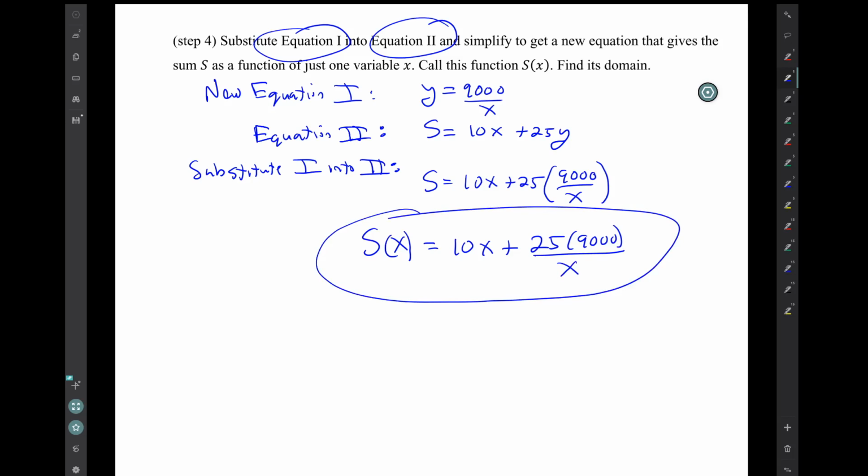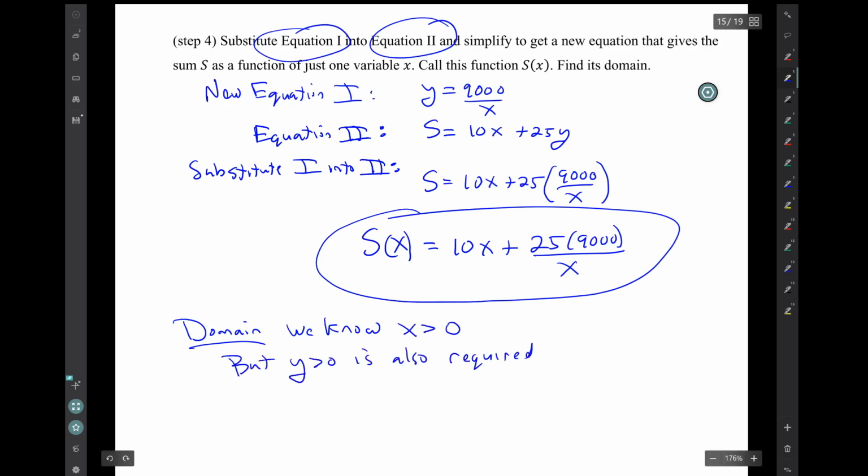So that's a function, so I call it s parentheses x. Now, what is the domain of this function? Well, we know that x has to be greater than 0. But we also know that y is required to be greater than 0 as well. What's the relationship between y and x? Well, notice we have that formula for y in terms of x.